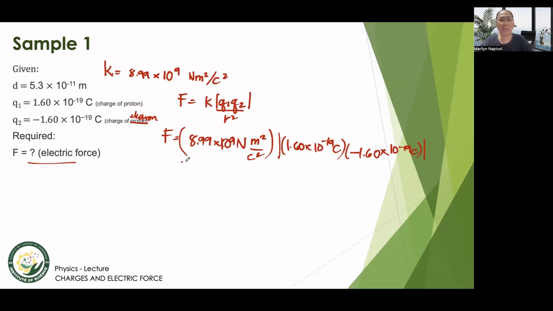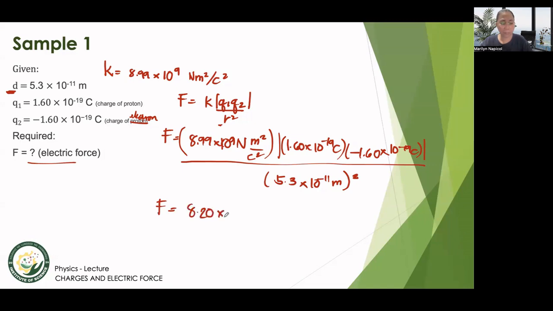Okay. Over, what's your R squared? Ang R squared mo ay 5.3 times 10 raised to negative 11. Remember that the distance is also equal to R. So magkaiba lang sila ng symbol pero same sila ng essence. Siya yung distance between the two charges. Okay, meter. And then ito po ay naka-square. Now, if you will use your calculator for this one, this is what you will get. Their F is equal to 8.20 times 10 raised to negative 8 newtons.